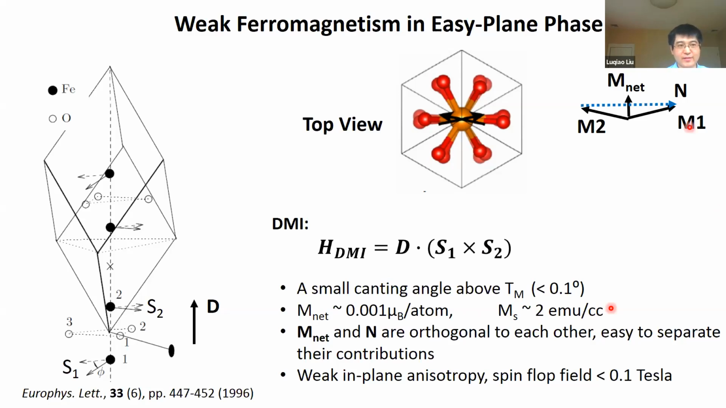Another thing is that this net moment and the Néel vector are orthogonal to each other, so you can easily separate their different contributions to magnetic dynamics as well as to some transport properties, as I will show later. Finally, another important property of easy plane alpha iron oxide is that it has very weak in-plane anisotropy. So you can use a magnetic field smaller than 0.1 Tesla to realize spin flop or to rotate the Néel vector direction, which is one or two orders of magnitude smaller than in a regular antiferromagnet.